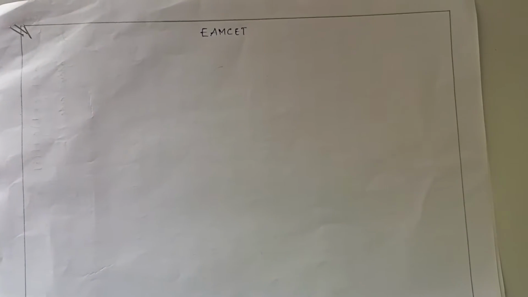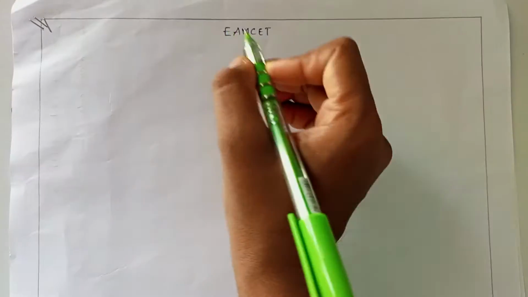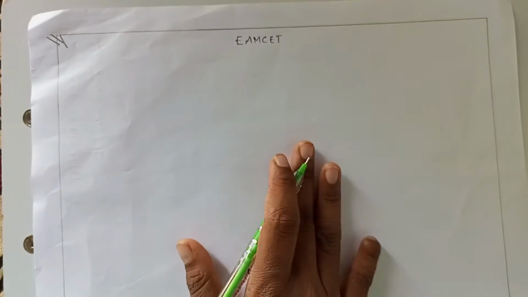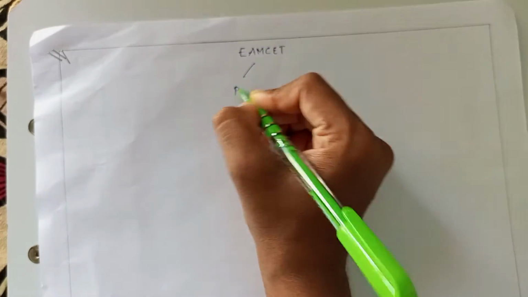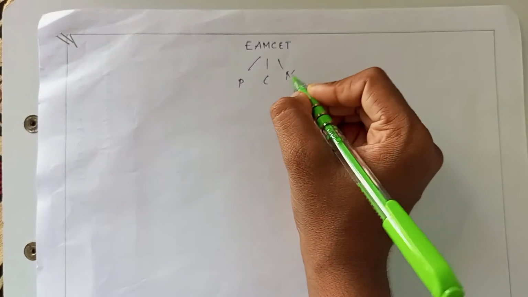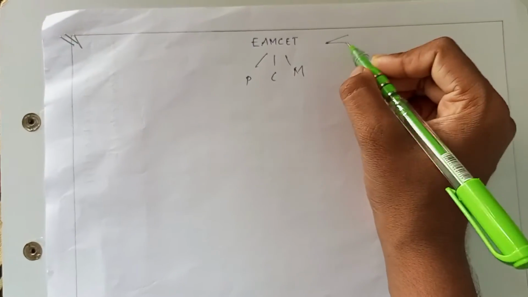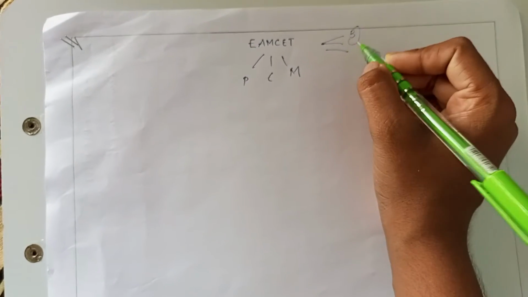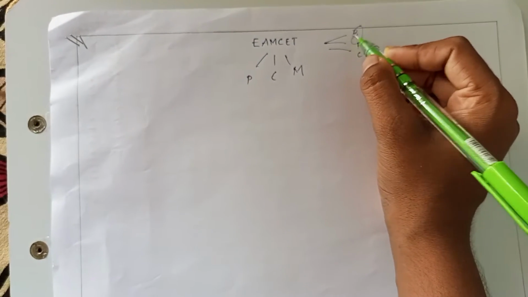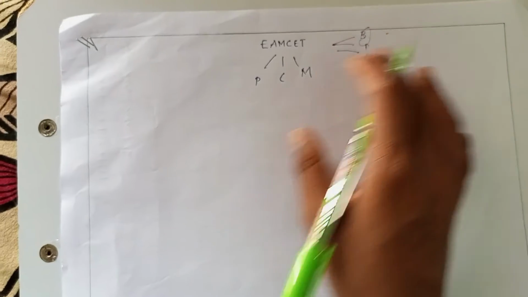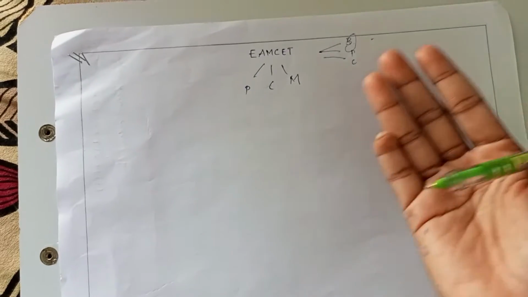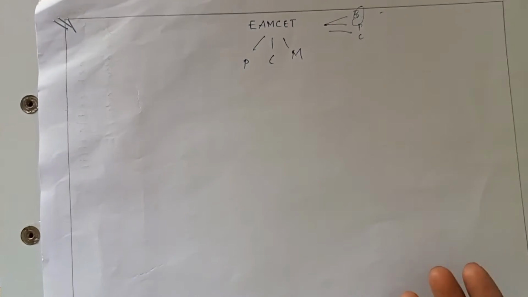There are some codes. So let me start. Of course, EAMCET has three subjects: physics, chemistry, and mathematics. Or for BIPC, you may have physics, chemistry, and biology. I just want to concentrate on this, and the same tips apply to BIPC students also.